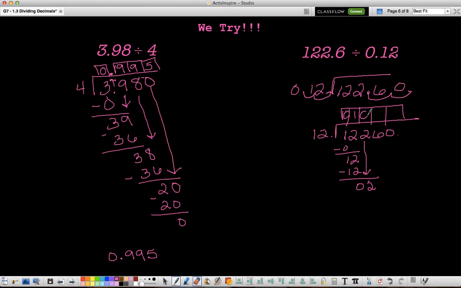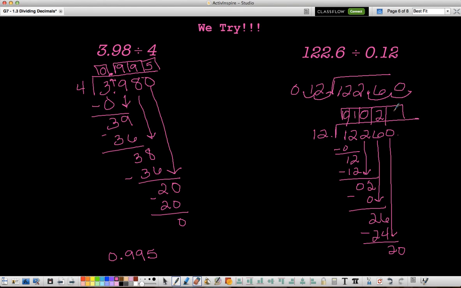So this 0 I do put up here because I did bring down. So I have to make sure that this 0 goes up there because this 0 is important. It's not fluff at the end, it's actually a placeholder. So 0 times 12 is 0. Subtract, I get 2. Bring down my 6. 12 goes into 26 twice. 2 times 12 is 24, so I subtract that. And I bring down.